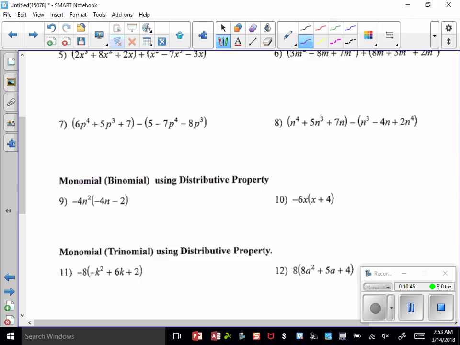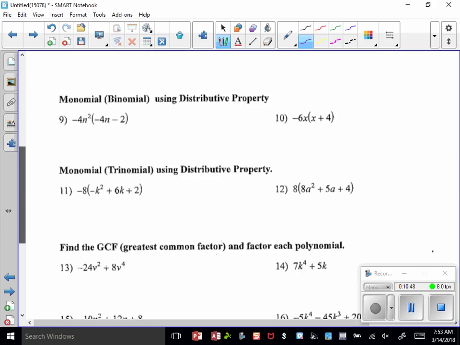Okay, so number 9, that's just using the distributive property. Okay, that's another familiar topic that we already know how to do, take something on the outside and multiply it by something on the inside. Okay, now you just have variables, so you just want to make sure you use your exponent rules here. So a negative 4n squared times a negative 4n will give me a positive 16n to the third, because when we multiply, we add the exponents. A negative 4n to the second times a negative 2 will give me a positive 8n to the second. Okay, and that's all you do.